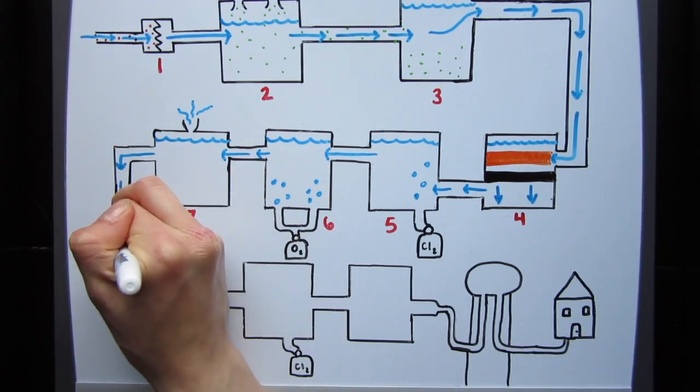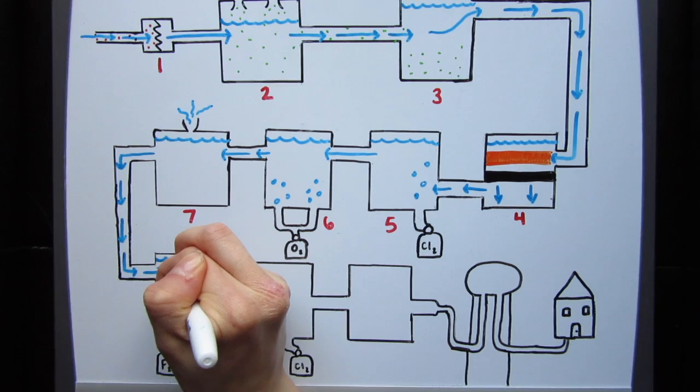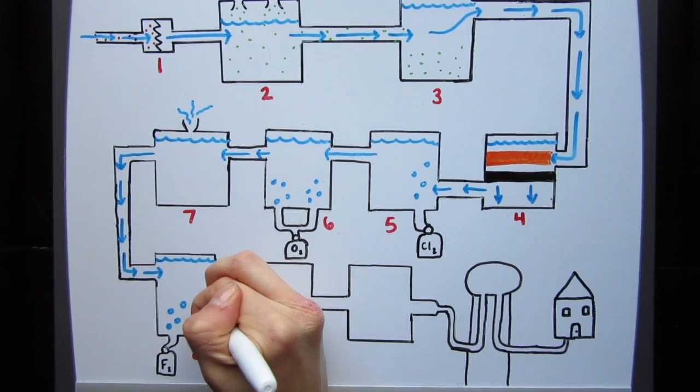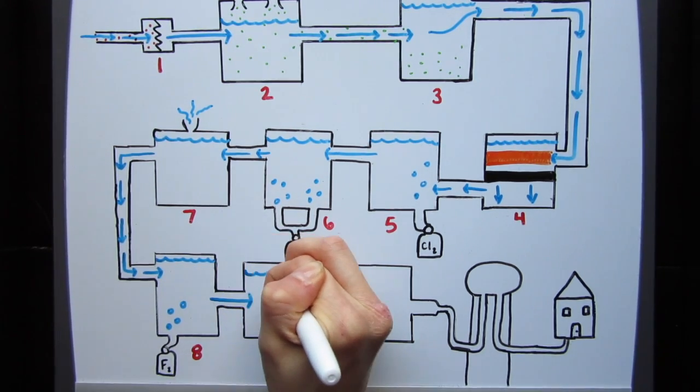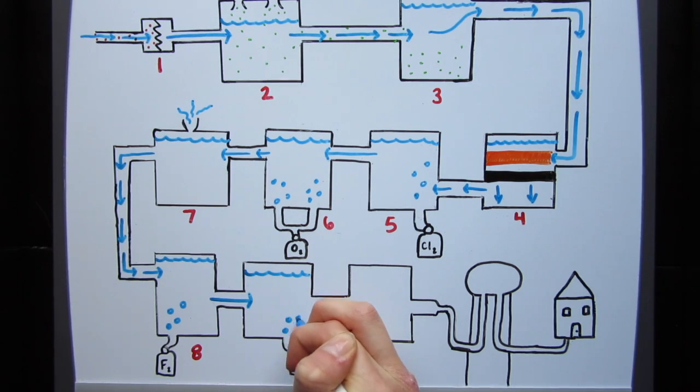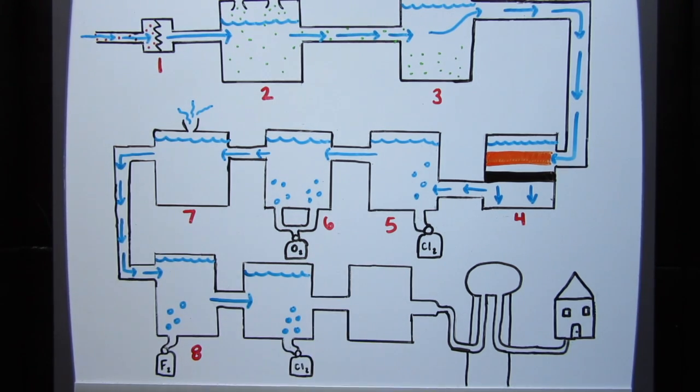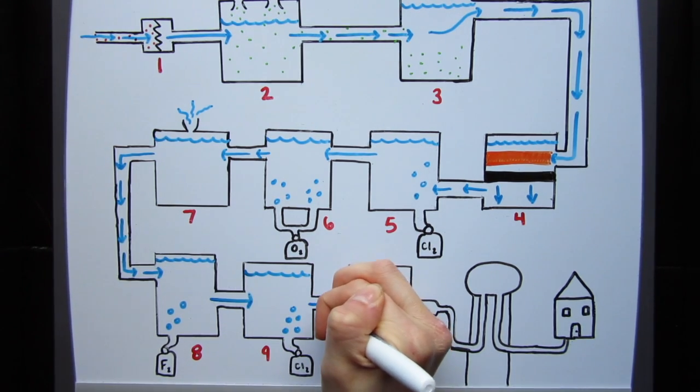8. Some municipalities will add fluoride to the water. The fluoride helps to strengthen teeth enamel. 9. Chlorine is added once more to kill any lingering microorganisms. The pH level must be slightly basic, as metallic pipes will corrode if the water is even slightly acidic.